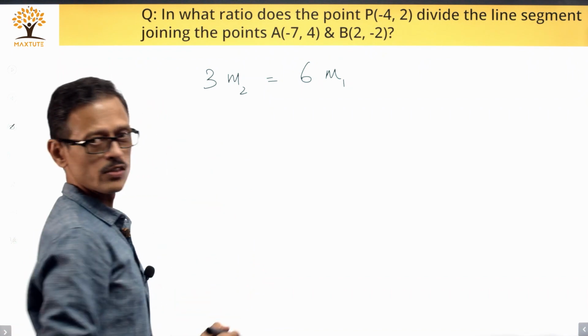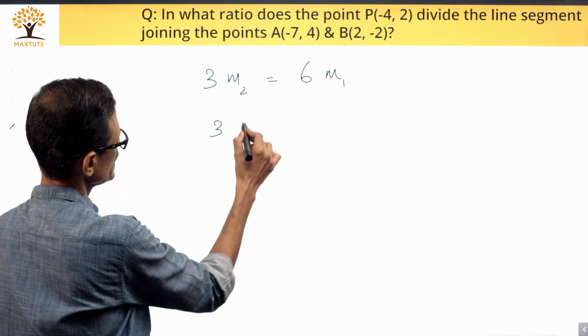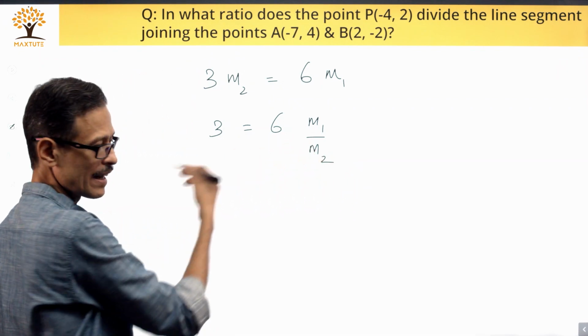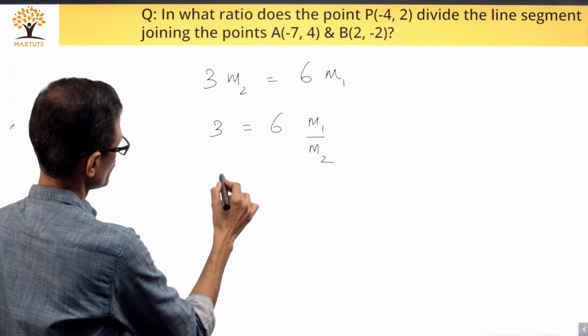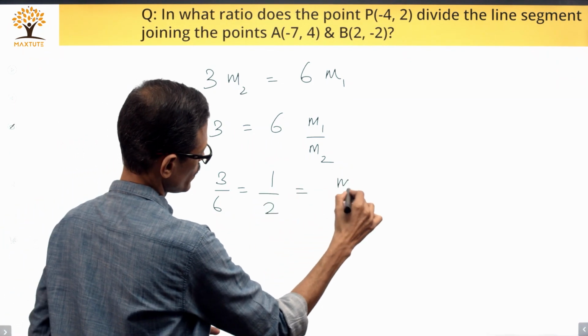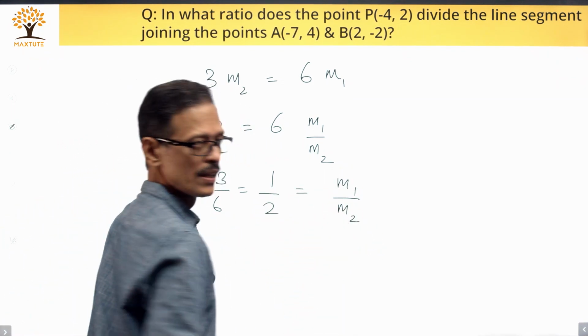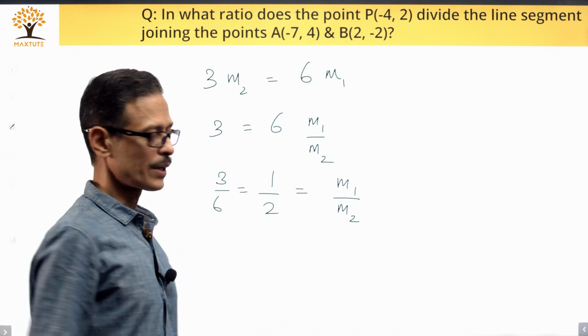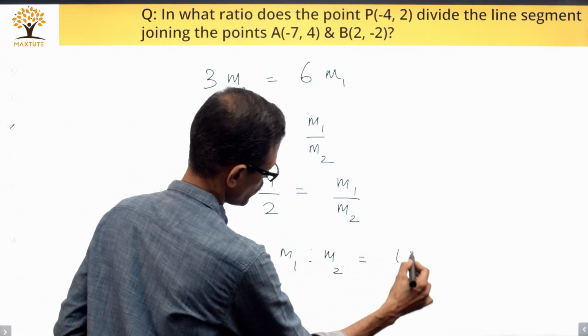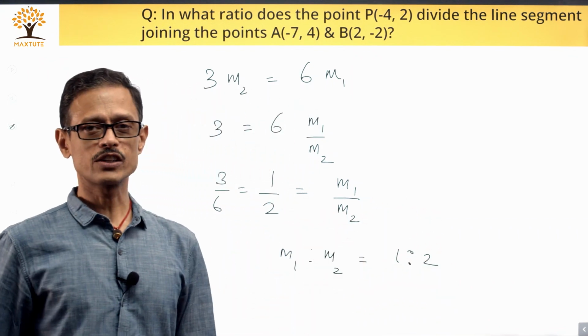Divide both sides of the equation by m2. So, we will be left with 3 equals 6 times m1 divided by m2. Divide both sides of the equation by 6. So, 3 upon 6, which is equal to 1 upon 2, is equal to m1 divided by m2. If m1 by m2 is equal to 1 by 2, then the ratio m1 is to m2 is equal to 1 is to 2, which is what we needed to find out.